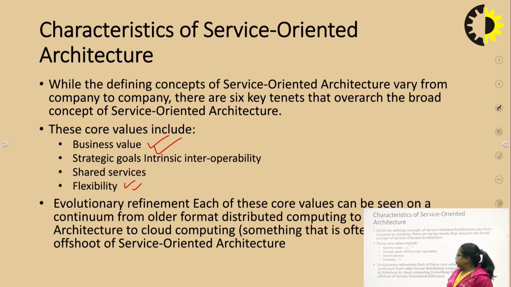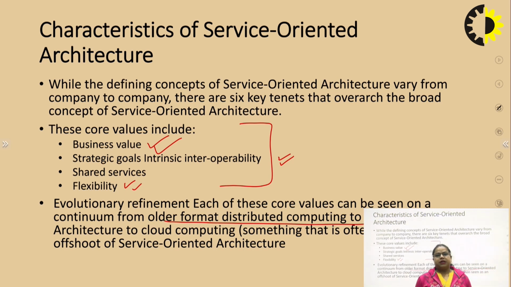Then after that, evolutionary refinement: each of these core values can be seen as a continuum from the older format of distributed computing to service-oriented architecture. Basically, all these 4 values play a very important role, whether we are talking about the old format of how distributed computing networks work, how clustering systems work, how grid computing works.